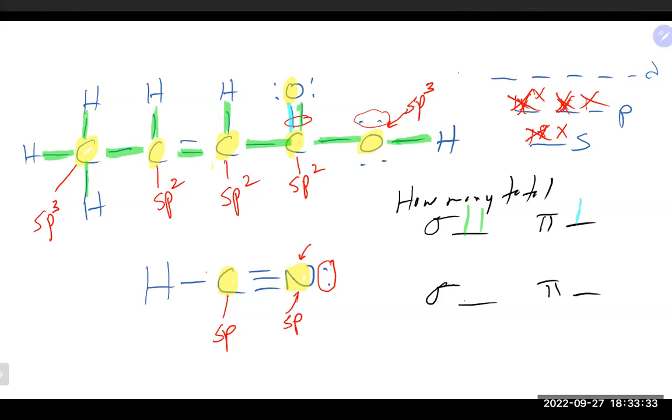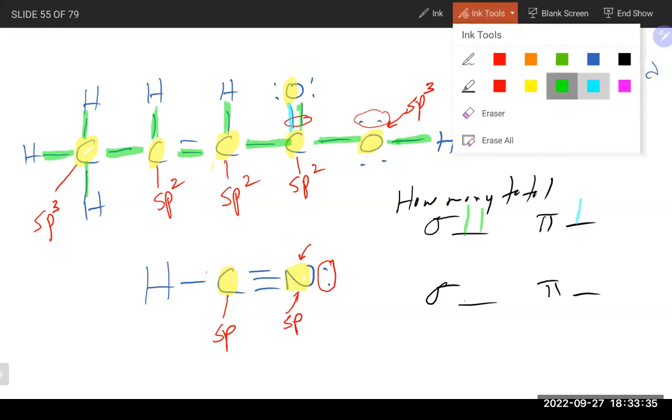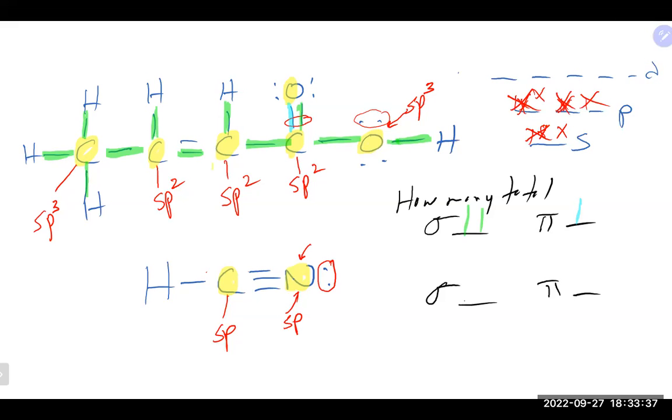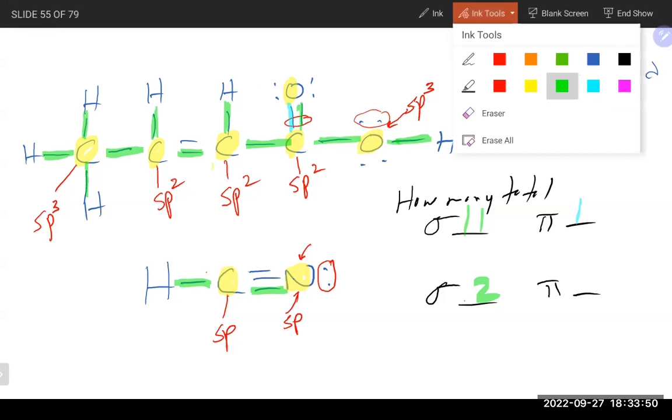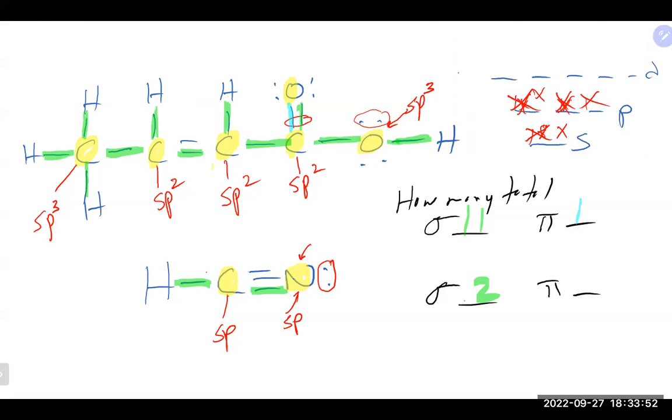Now for the bottom one, sigma bonds, once again, would be our single bond. So that would be a sigma bond, and hidden in the triple bond would also be a sigma bond. So we have basically two. And the other two lines in our double bond and triple bond are pi bonds, so we have two pi bonds as well.